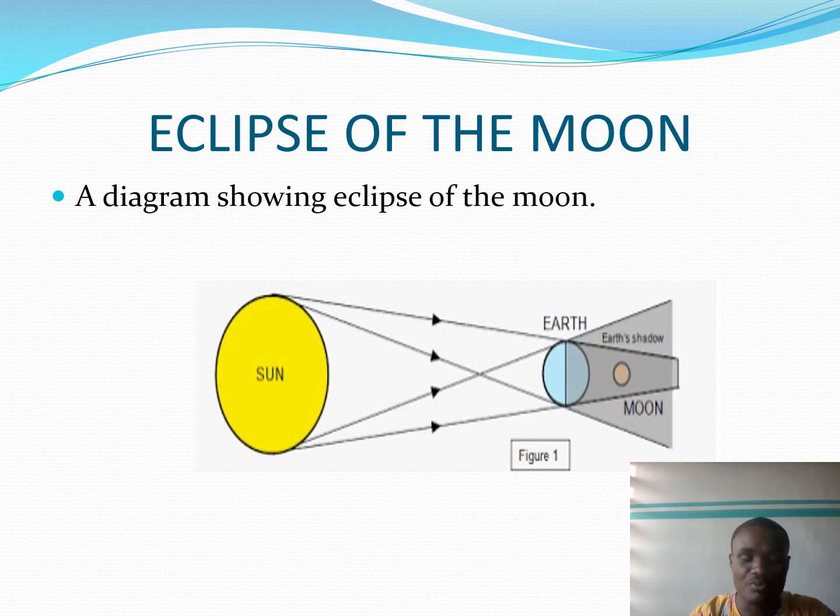I hope you go through the textbook and find out some differences between eclipse of the moon and eclipse of the sun. Even from the lessons that we have just made, you can state some differences between eclipse of the moon and eclipse of the sun. There is an assignment that has been put there. You will do it, and then I'll mark it for you.